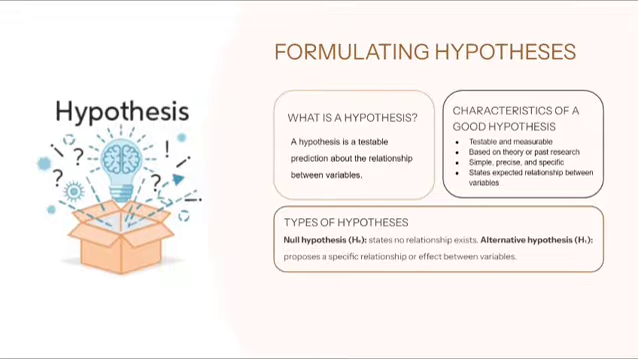There are two types of hypothesis: null hypothesis and alternative hypothesis. Null hypothesis states that no relationship exists, and alternative hypothesis proposes a specific relationship or effect between variables.